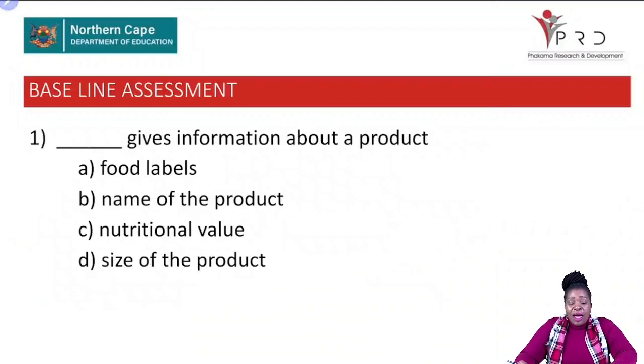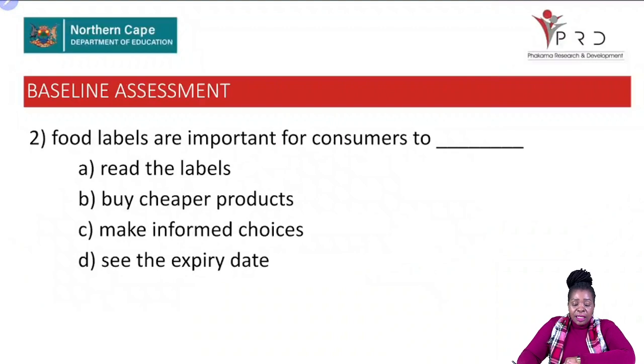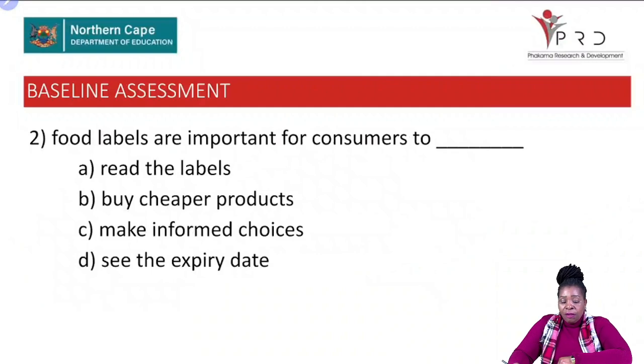Firstly, we want to start with our assessment. I've just prepared 2 questions for you, learners. I want you to answer them. Question number 1 says, dash gives information about a product. A, food labels, B, name of the product, C, nutritional value, and D, the size of the product. Then number 2 says food labels are important for consumers to A, read the labels, B, buy cheaper products, C, make informed choices, and D, to see the expiry date. I'll give you about 2 minutes to answer these questions.